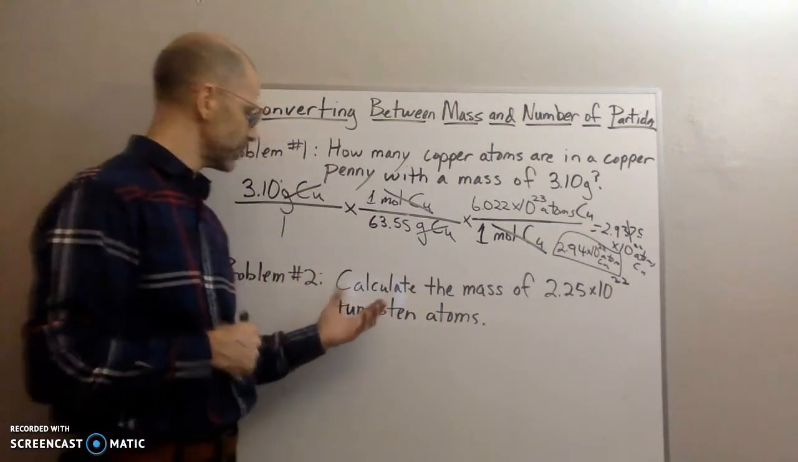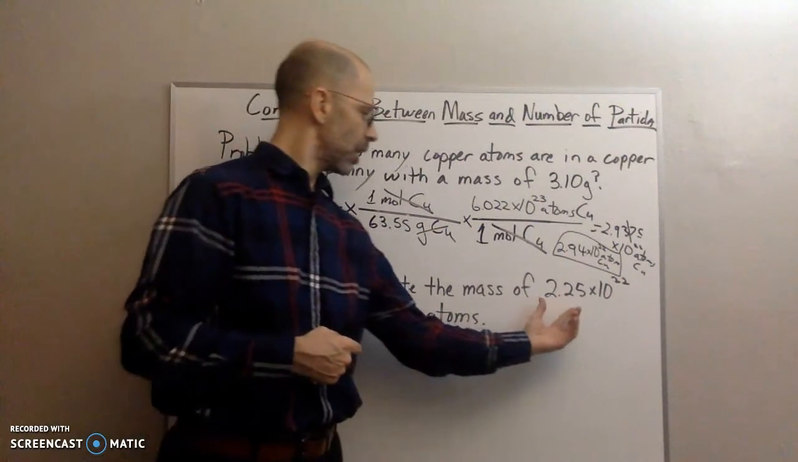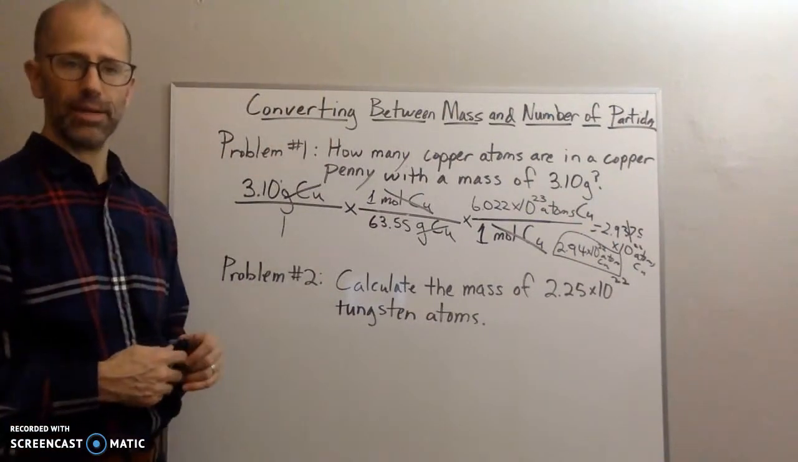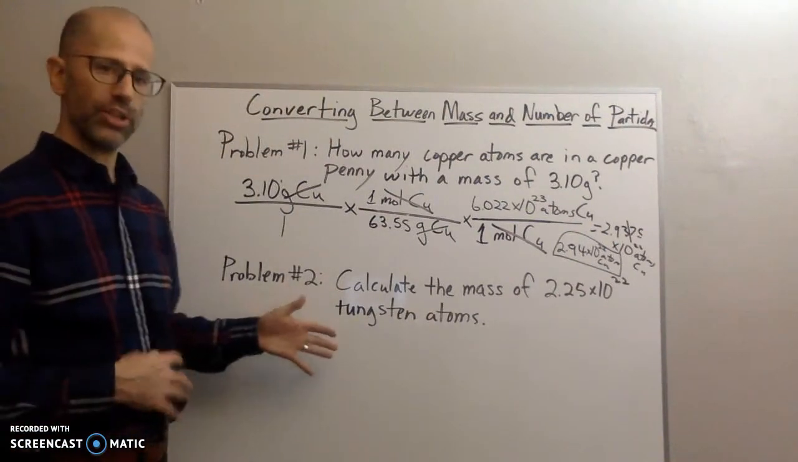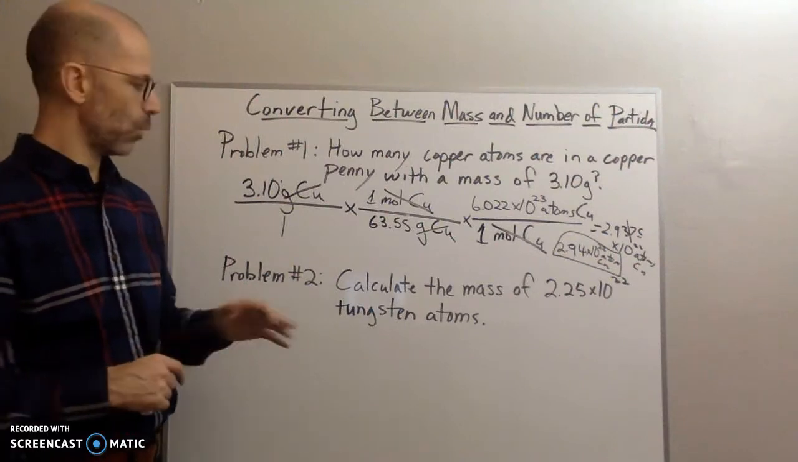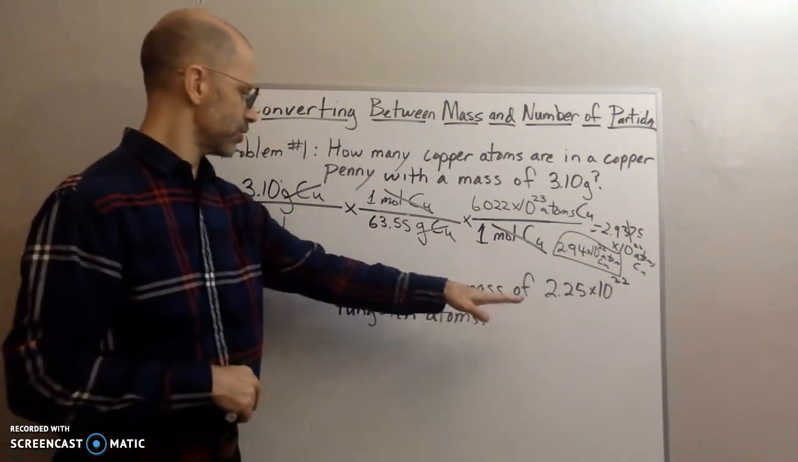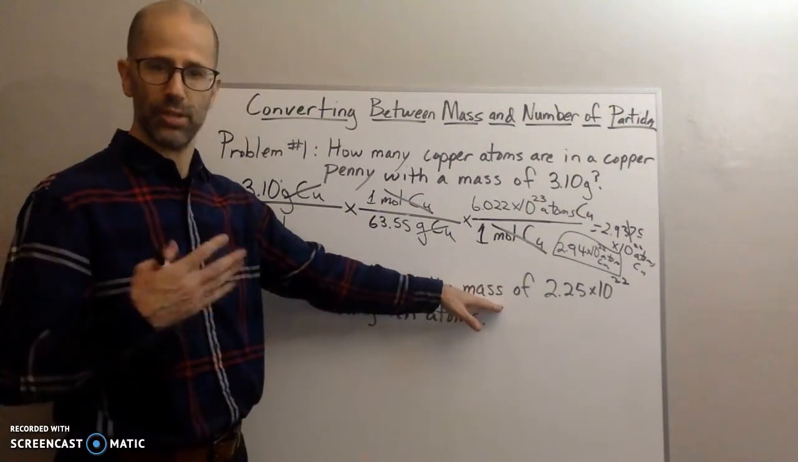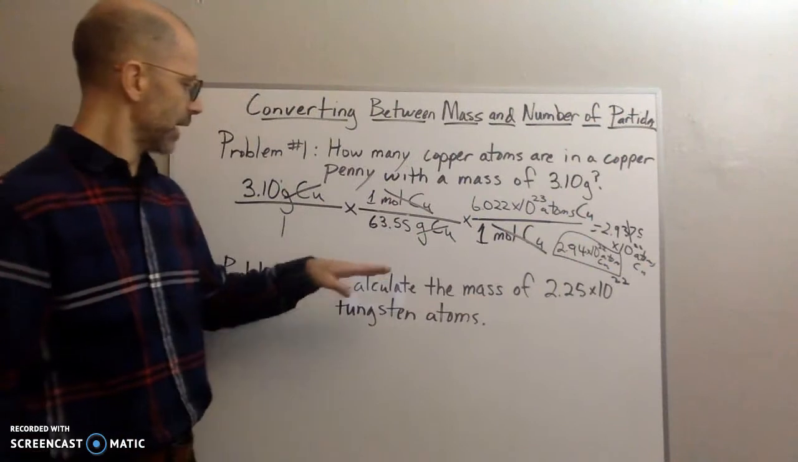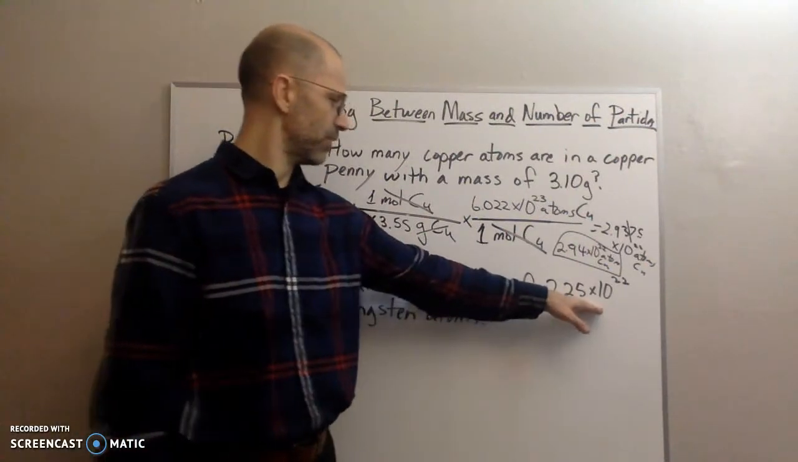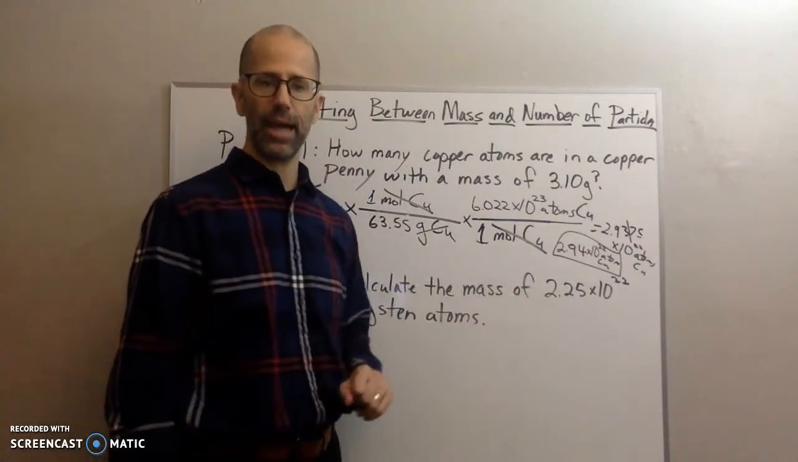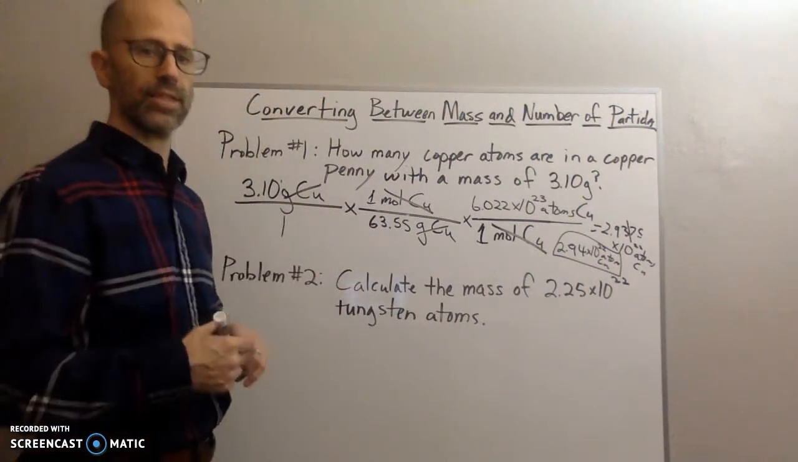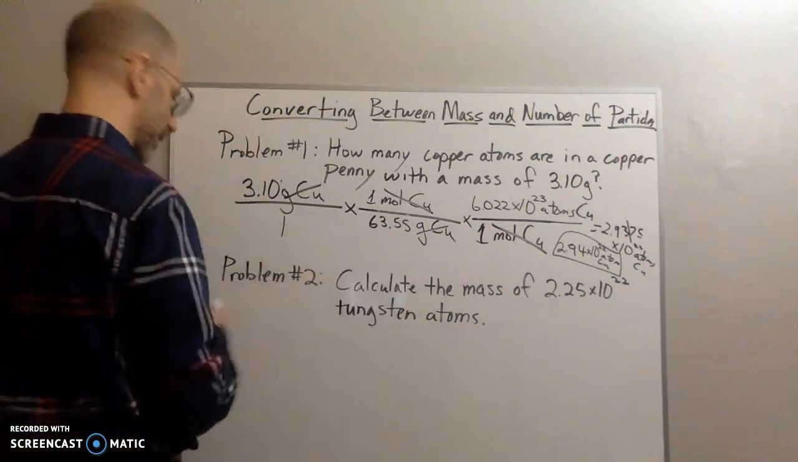I hope so. The next problem. Now in the next problem it's saying calculate the mass of 2.25 times 10 to the 22nd tungsten atoms. So again, not a question, but it's telling me what they want. They want the mass, in grams. They don't specify a unit, so we'll just do grams. So we're starting with particles and we want to get to mass in grams. So we start with what they gave us.